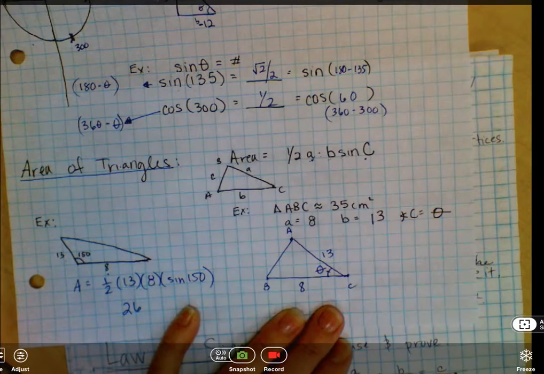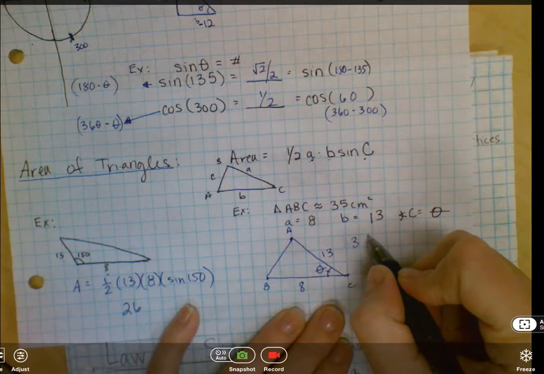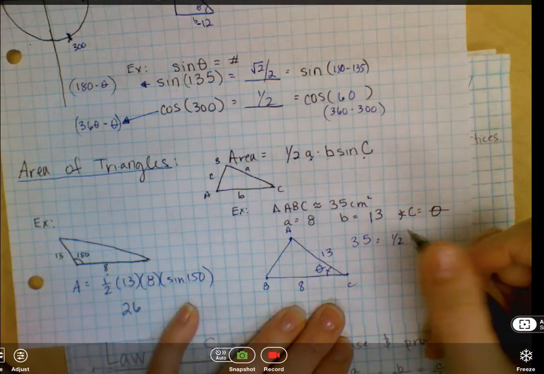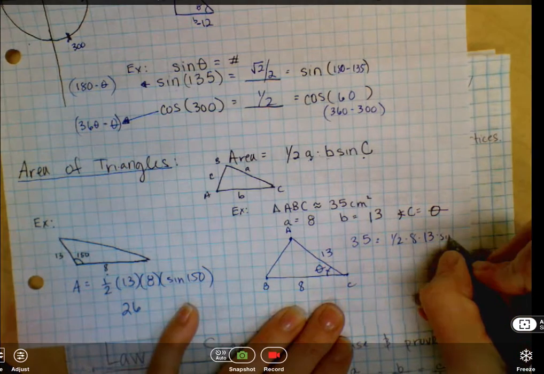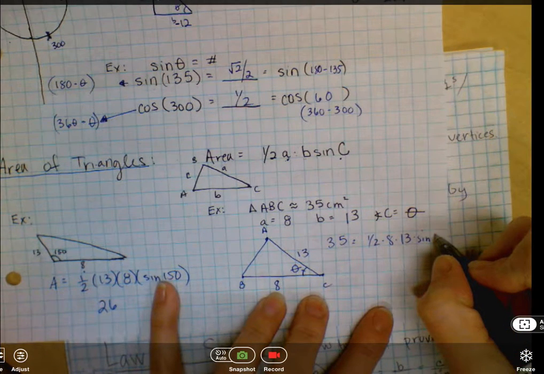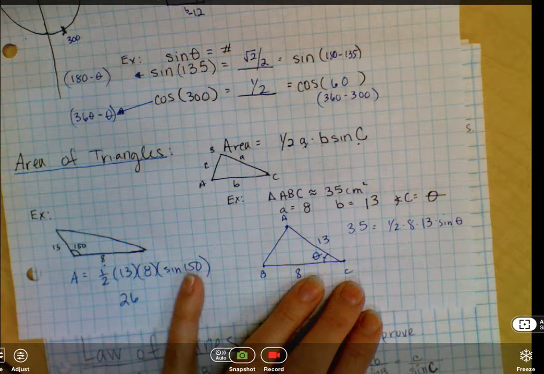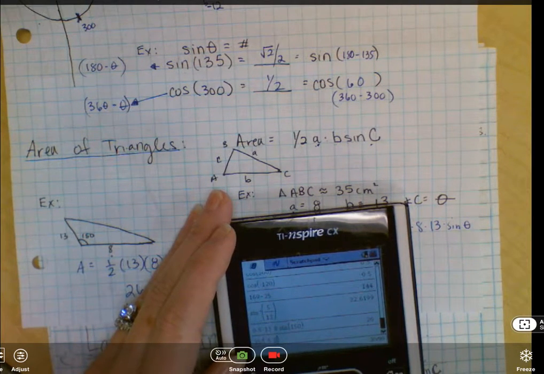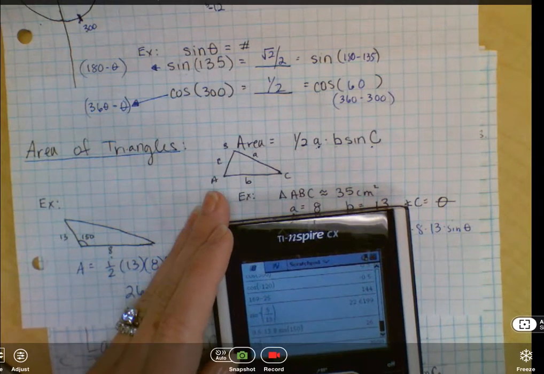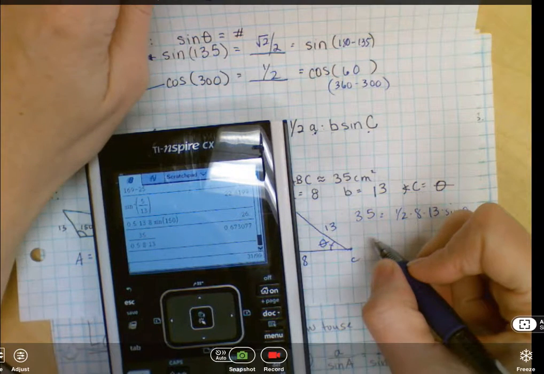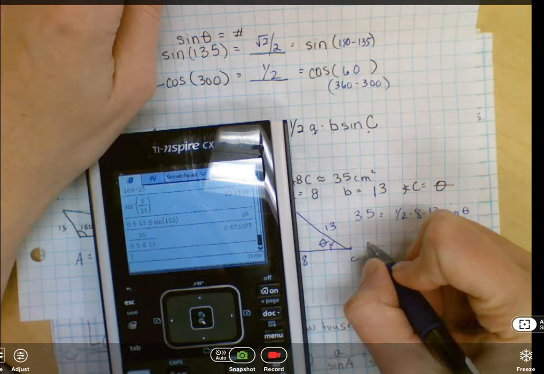So there's our question. 35 from the area equals 1/2 times 8 times 13 times sine of theta. So we're going to take our handy dandy calculator and go 35 divided by the quantity 0.5 times 8 times 13, and I got 0.673077. So I'm just going to hold that value in my calculator.